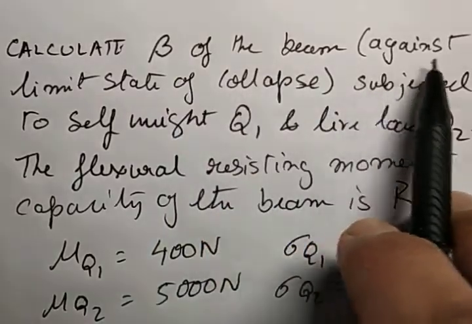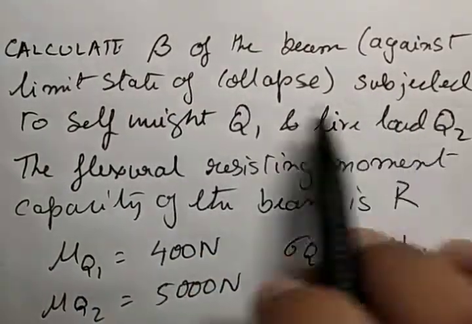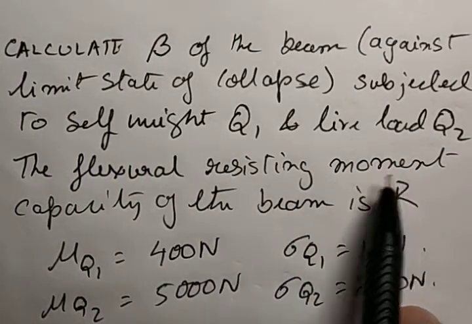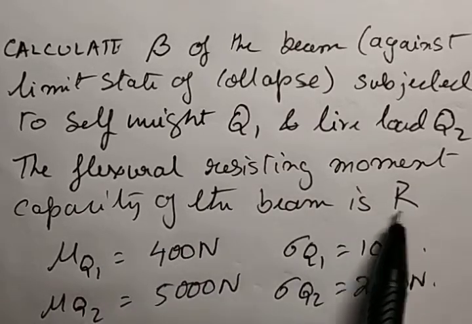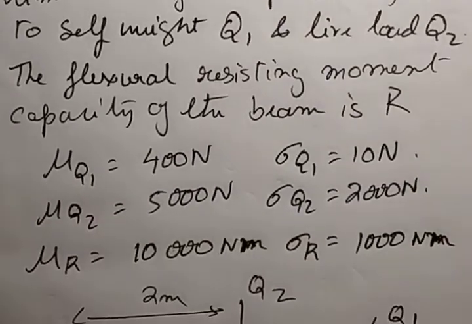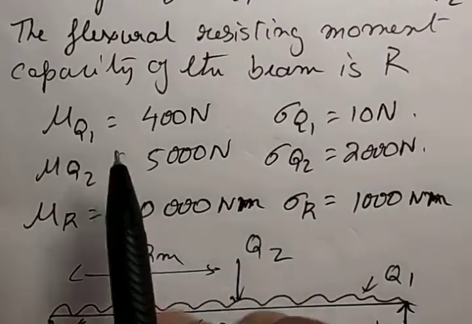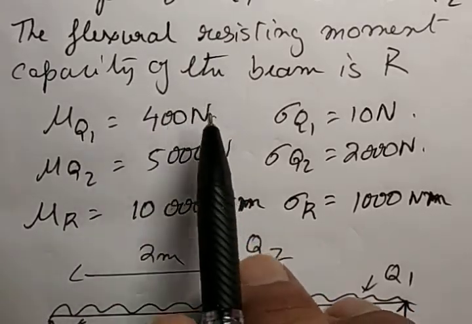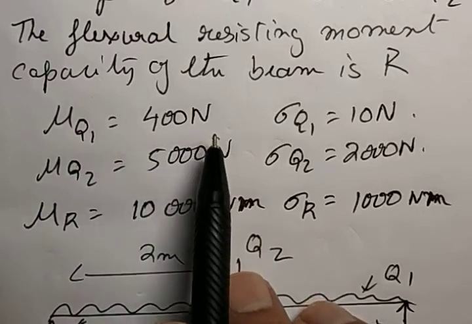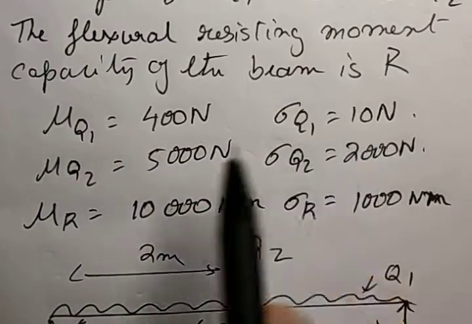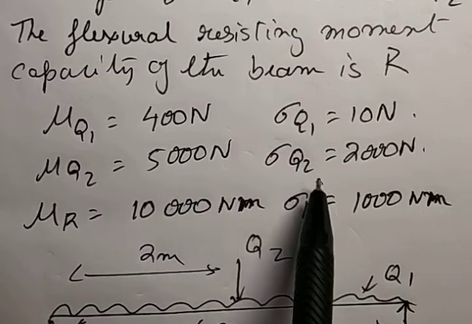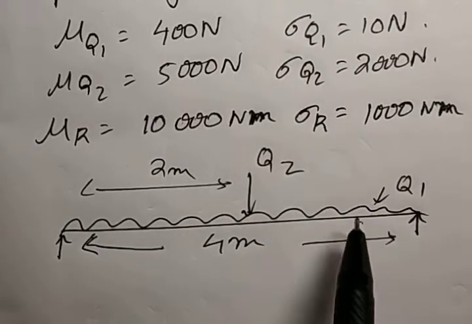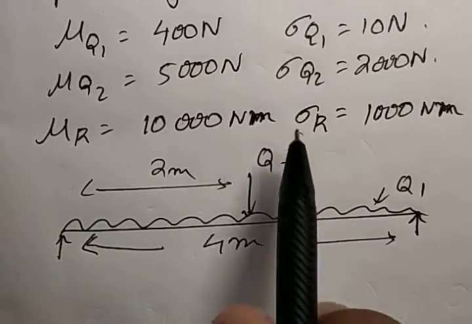Beta is the reliability index of the beam against the limit state of collapse, subjected to self weight Q1 and live load Q2. The flexural resisting moment capacity of the beam is R, the resistance. What other data is given? Mean value of Q1 is 400 newtons. You have to be very careful with the units here; I'll let you know why. Mean value of Q1 equals 400 newtons, sigma of Q1 equals 10 newtons, mean value of Q2 equals 5000 newtons. If you see the diagram here, Q1 is the self weight of the beam and Q2 is the point load applied on the beam.